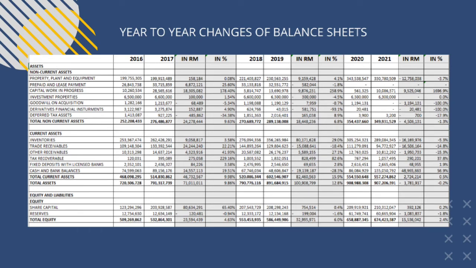For year 2020 and 2021, changes for total non-current assets are negative 1.3%, while for total current assets are 0.5%, which leads total asset changes to negative 0.2%.